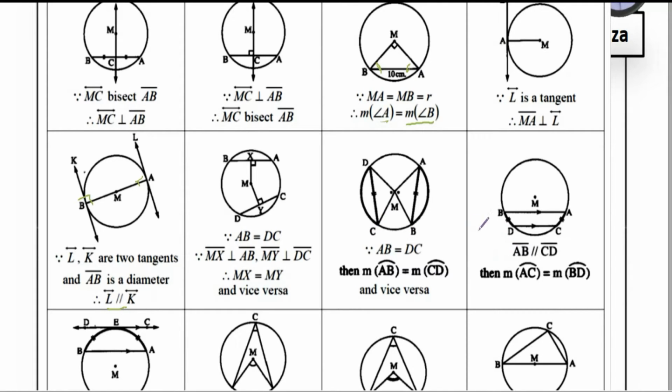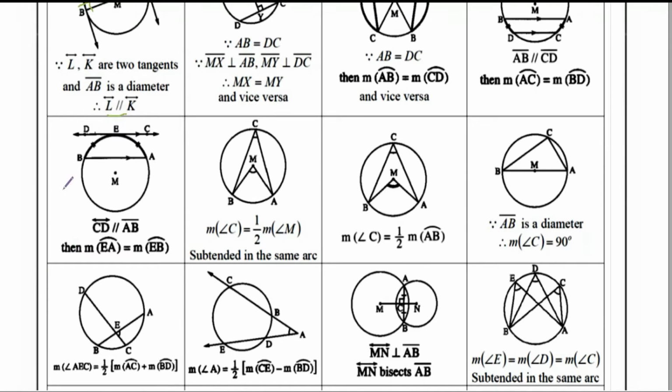Now, if you have two parallel chords, AB is parallel to CD in this circle, the circle M, what do you deduce? Very good. The measures of the arcs between them are equal. So, measure of the arc AC equal measure of the arc BD. And also you can deduce that the length of the arc AC equal the length of the arc BD.